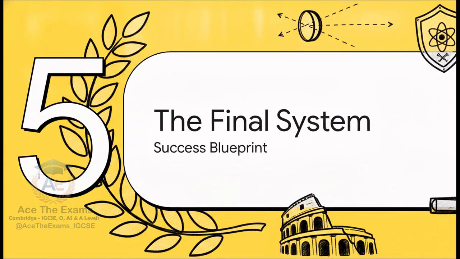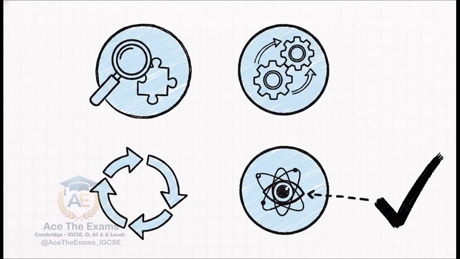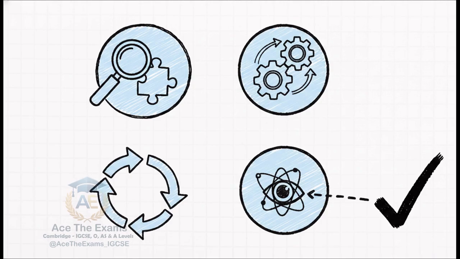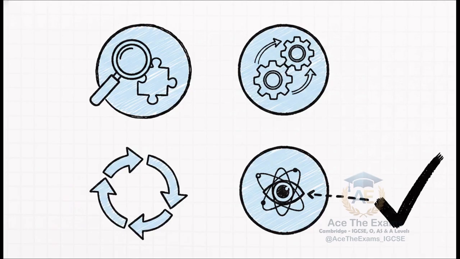We've reached Act 5, the final system. Let's bring everything together so you can walk into that exam with absolute confidence. Let's formally recap the ultimate physics success blueprint. These rules guarantee top marks because they ensure you're demonstrating the exact analytical depth examiners are desperately hunting for.